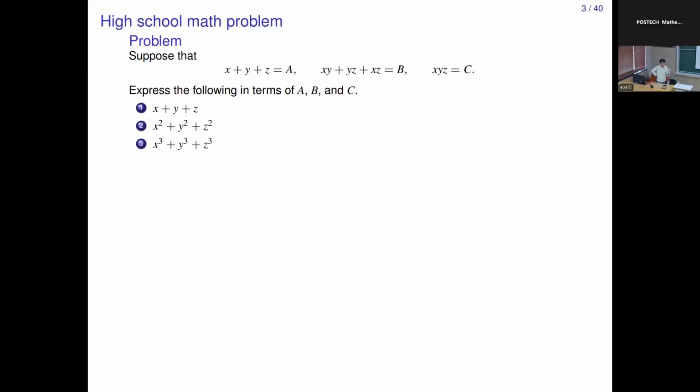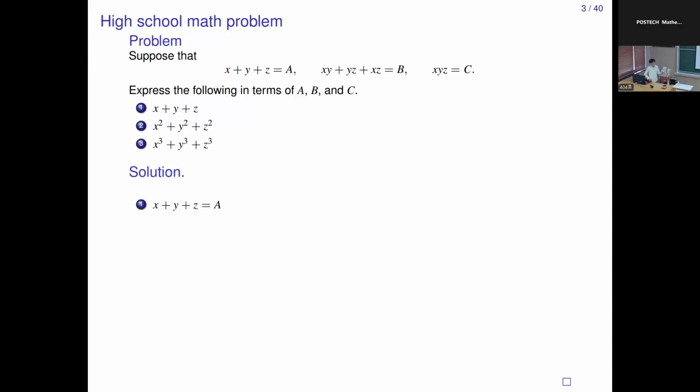Have you seen a problem like this in high school? Because the material we learn in high school has been changing quite a lot over a few decades. So I'm not sure if they still learn this, but when I was young, I learned this in high school. So let's do this. The first one is trivial.